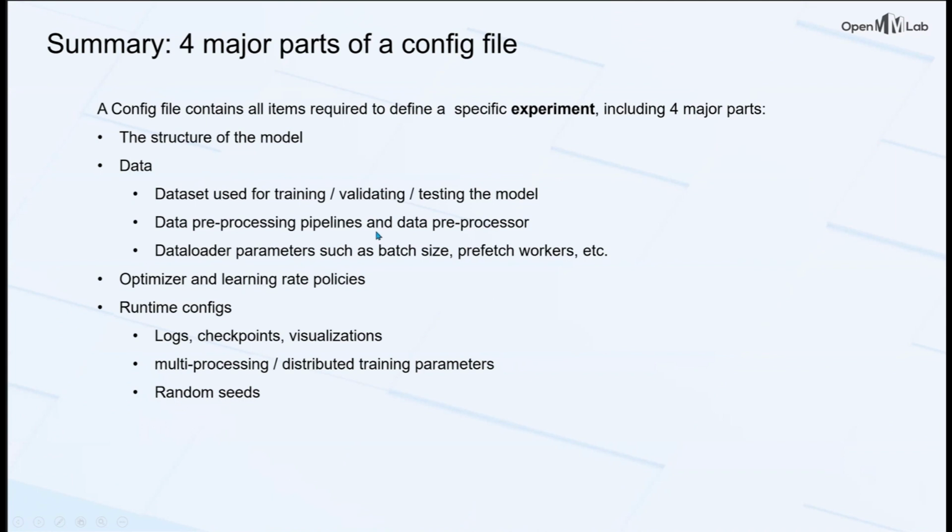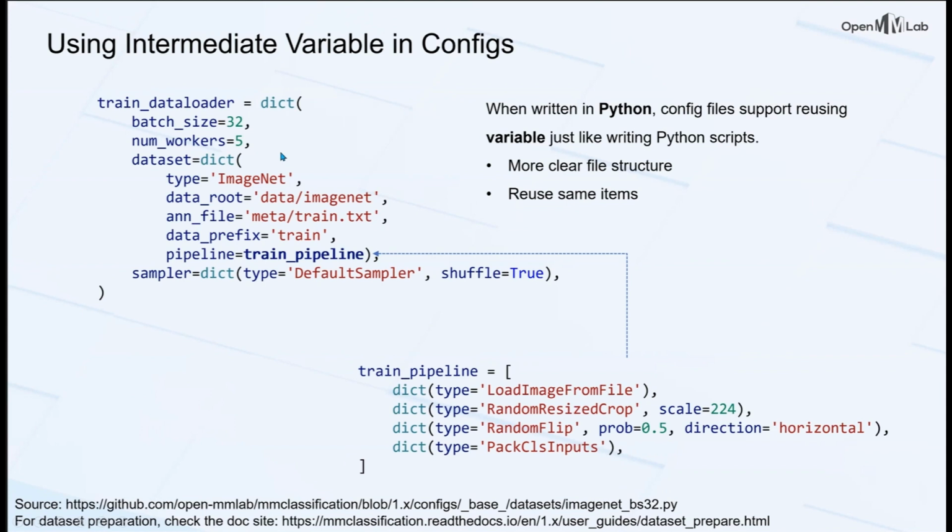Okay, so a trick worth mentioning here is that when writing configuration files in Python, you can use intermediate variables. As we can see here, the train pipeline can be defined completely outside the train loader, and we fill this train pipeline variable as the value of the train pipeline key. So this trick makes the whole config file more clear, and it is heavily used in predefined config files.